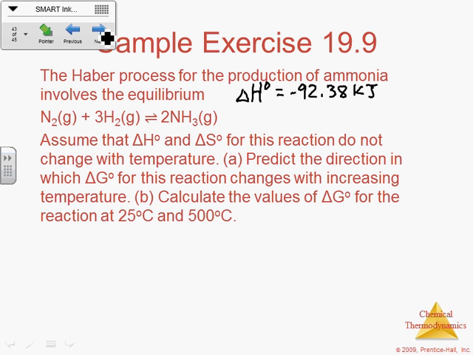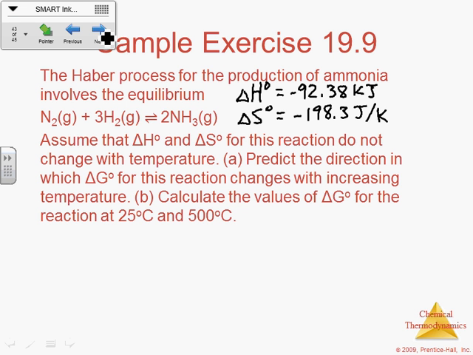Okay, and then the value for delta S on this one. Again, you could look up the entropy values for all of these and use the products minus reactants thing that we've done in the last couple of sections, but I think you guys have got that. So the delta S here is negative 198.3 joules per, are they giving me the units here? Just joules per Kelvin. All right, so there's my two numbers.